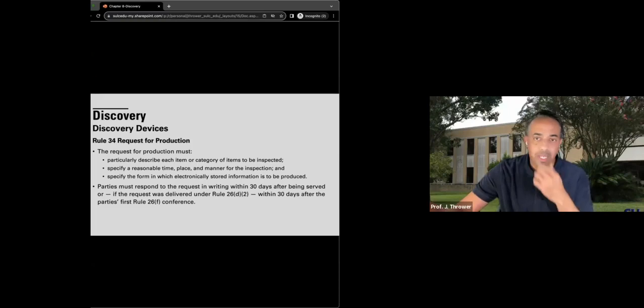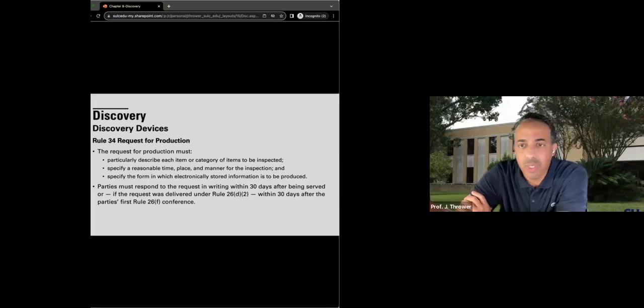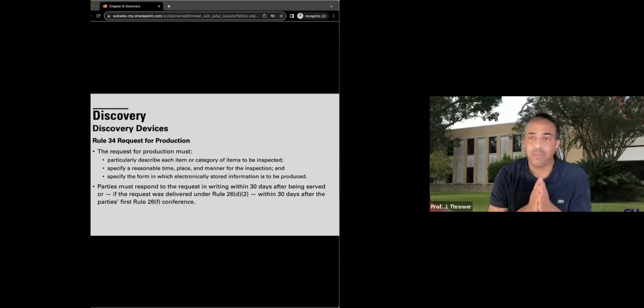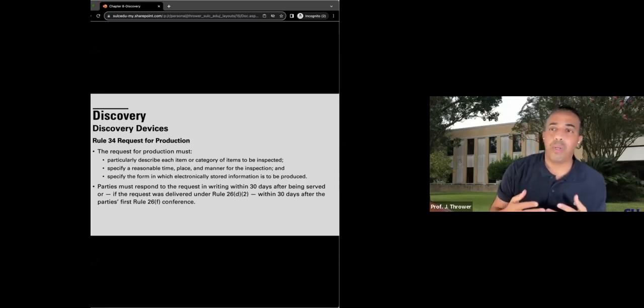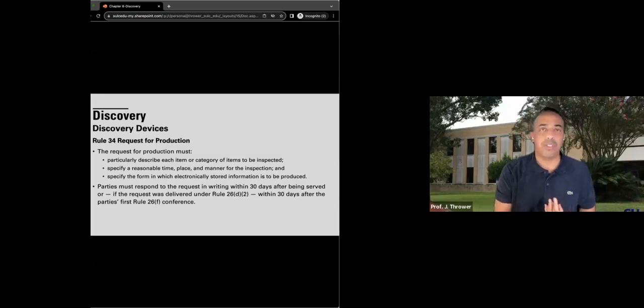Similar to interrogatories, for requests for production of documents the parties are required to respond to the request in writing within 30 days of being served with the request. Or if the request was delivered under Rule 26(d)(2), which is an option to serve a request within 21 days or so after the initial service of the complaint, then the request in that instance would have to be responded to within 30 days after the party's first Rule 26(f) conference.